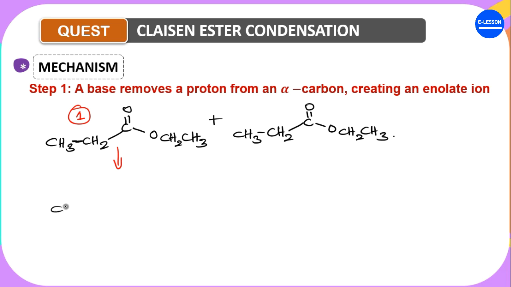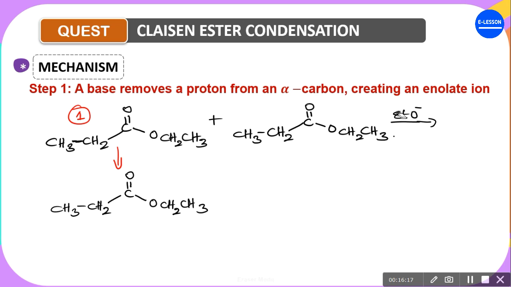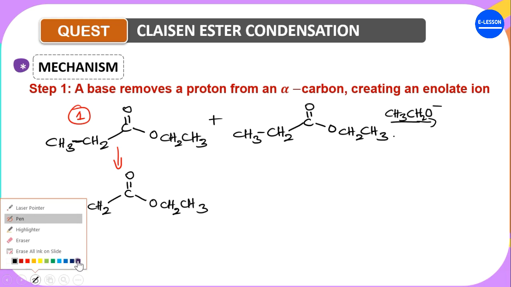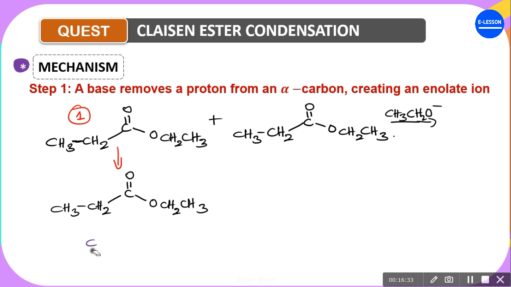This is CH3 and then CH2 and then C double bond O and then O CH2 CH3. Now the base that we are still going to use still remains ethoxide, which can be written as OEt minus. In some cases you can write it as OEt minus, or you can write the full name, which is CH3 CH2O minus.